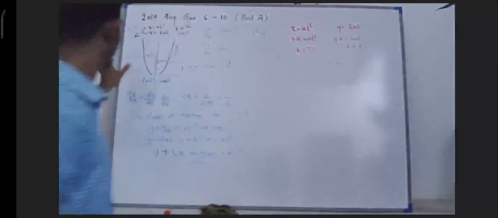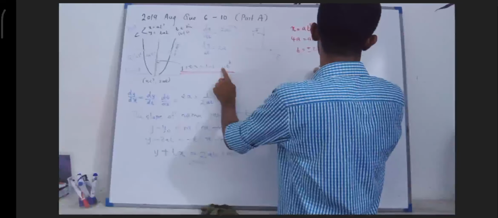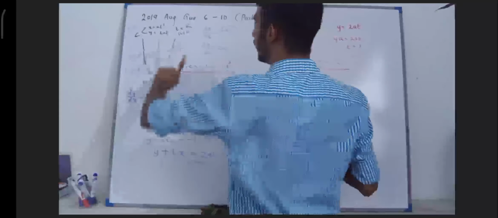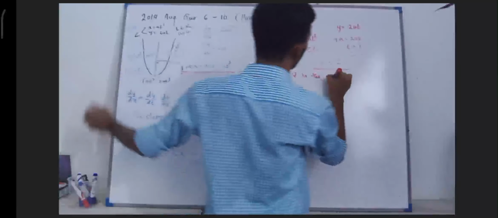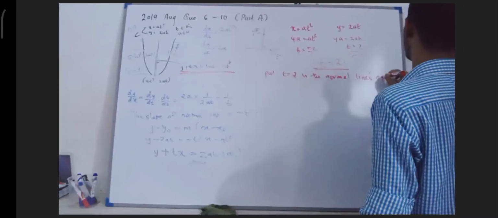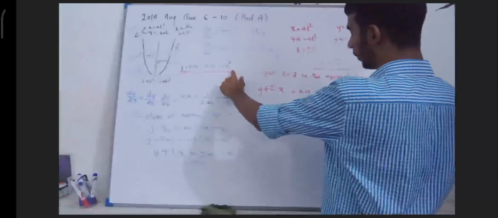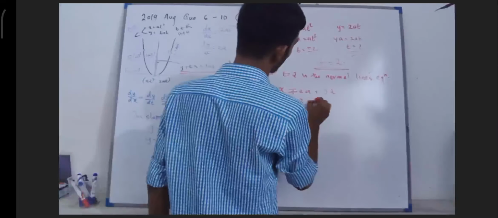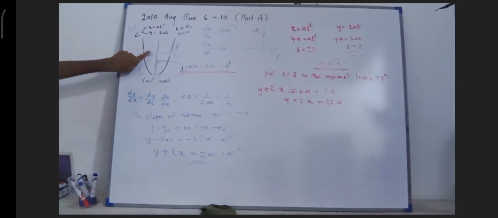Now I have already found the equation for the normal line, that is this one. Here a is constant and t is variable. I have found t is equal to 2 for this point, so if I substitute t is equal to 2 in this equation, I will directly find the normal line at this point. So y plus 2x is equal to 4a plus a into 2 to the power 3, so 8a, which is 12a. So y plus 2x is equal to 12a. This is the equation of this normal line, and it intersects the parabola at this point Q.